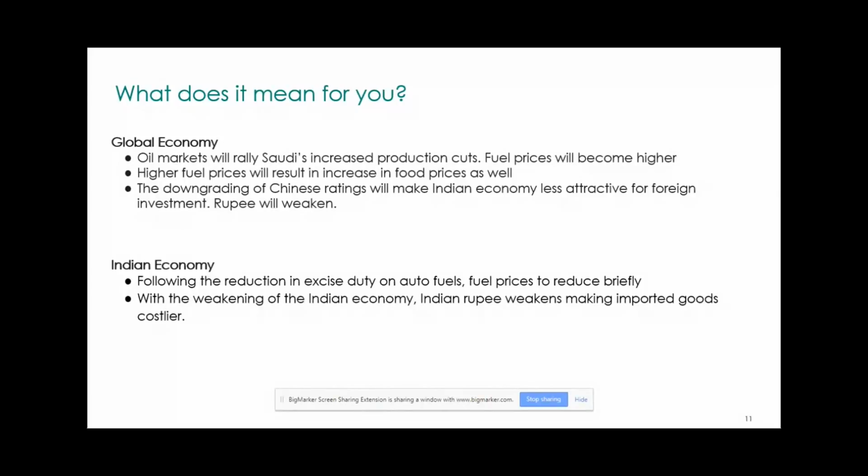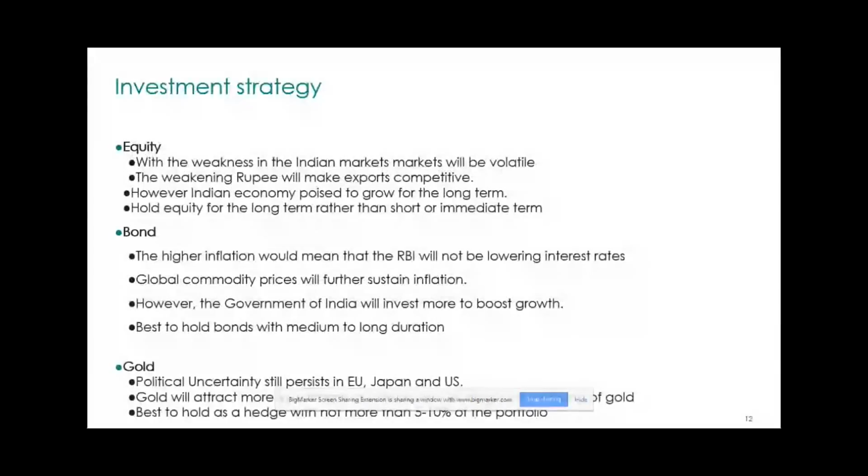The government of India had recently scrapped some of the excise duty on auto fuels. So there was a brief correction in fuel prices, by almost 2 rupees per liter of petrol. But with the growing prices of fuel, this may only be a short-term effect.